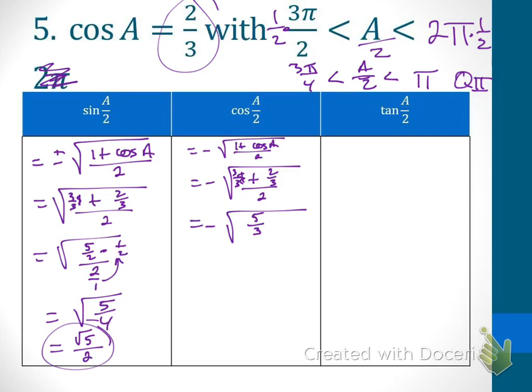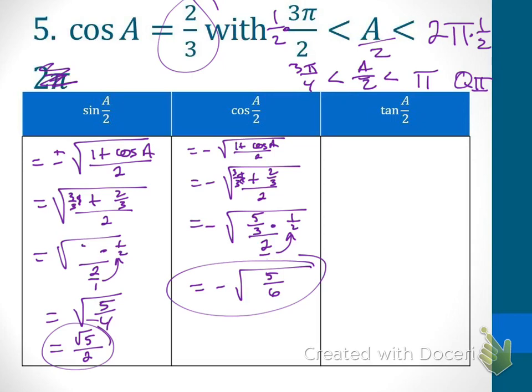All over 2. Make this a fraction, flip it over and multiply. And so we get negative. And then 5 times 1 is 5. 3 times 2 is 6. And there we go with our value. Now, yes, I am now starting to see that I made a mistake in the first example, the sine of the half angle. Right here, 3 over 3 plus 2 over 3 should be 5 over 3. When I multiply 5 over 3 times 1/2, I should get 5 over 6.